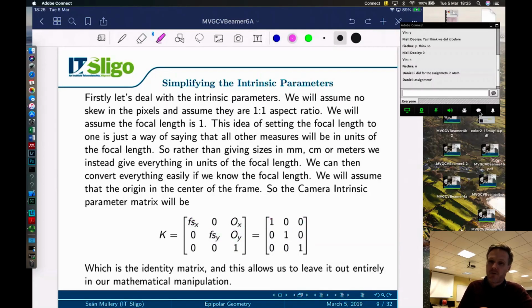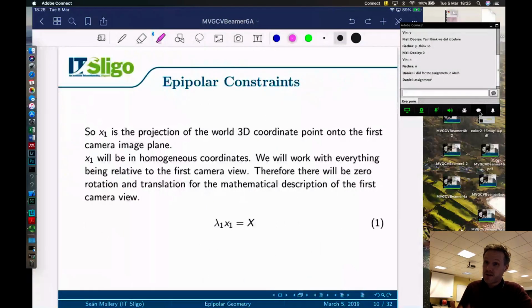Now that simplifies things greatly for us because we really want to worry about the extrinsic parameters in this particular set of the lectures. So we're going to assume that this thing is perfect. Later on, if we don't know them, I'll show you how you go about that. So that's the identity matrix, and this allows us to leave out entirely our mathematical manipulation because, of course, once we multiply any of the matrices by the identity matrix, it's just going to end up the same. So we can pretty much leave it out.